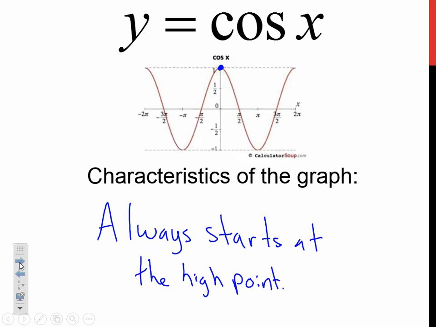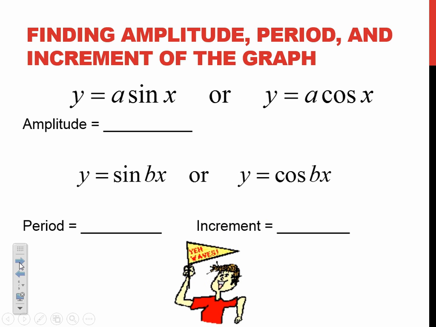All right, we have one more note before we start getting into the graphing, the meat of what we're doing. Here's our final note. You have to have all of this written down. I can't tell you how important it's going to be throughout this whole unit. So finding amplitude, period, and increments of the graph. We have 2 examples here: y equals a sine of x, or y equals a times the cosine of x. Now amplitude, remember that's how far our graph is going up or down, is going to be found by taking the absolute value of a.